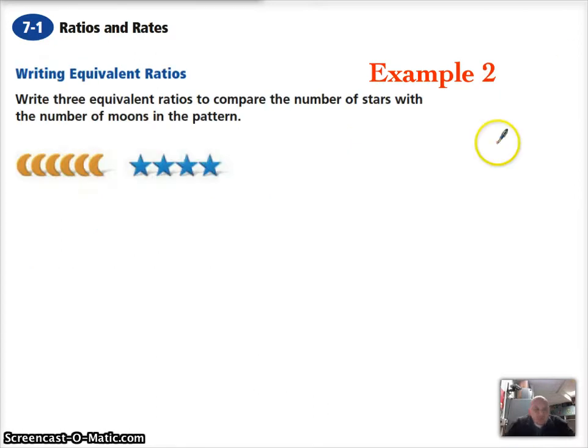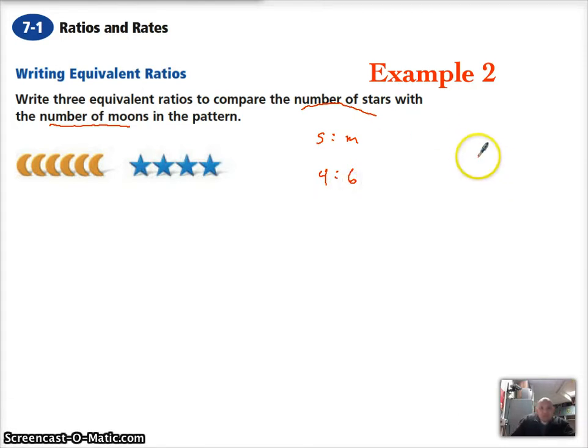Next, example 2. It says write 3 equivalent ratios to compare the number of stars with the number of moons in the pattern. Well, we're going to compare number of stars with the number of moons in that order. So it has to be stars to moons. Okay? So we have 1, 2, 3, 4, 5, 6 moons and 1, 2, 3, 4 stars. Actually, we have 6 moons and 4 stars. So we write that down as 4 stars to 6 moons.